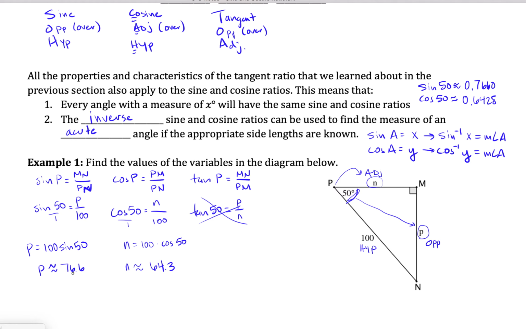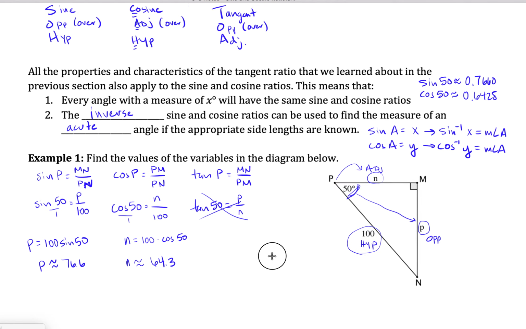76.6. So now I use sine and cosine to find my values of p and n, and it worked because I knew the angle measure and I knew one of the lengths involved in my sine ratio and my cosine ratio. I knew the hypotenuse of this triangle, and so hypotenuse is involved in both sine and cosine, so I kind of knew that that would probably be the one that I would want to use. I would want to use the ratio that involves the side length that I know when I start my problem.